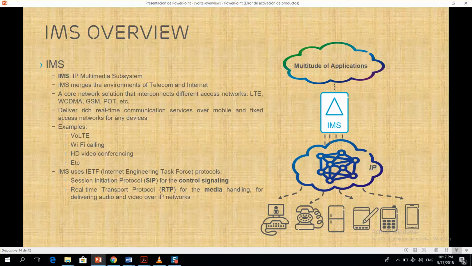What are the protocols that are used? You have the Session Initiation Protocol, that's SIP, for control, and the Real-time Transport Protocol for the media handling, which is delivering the payload itself.